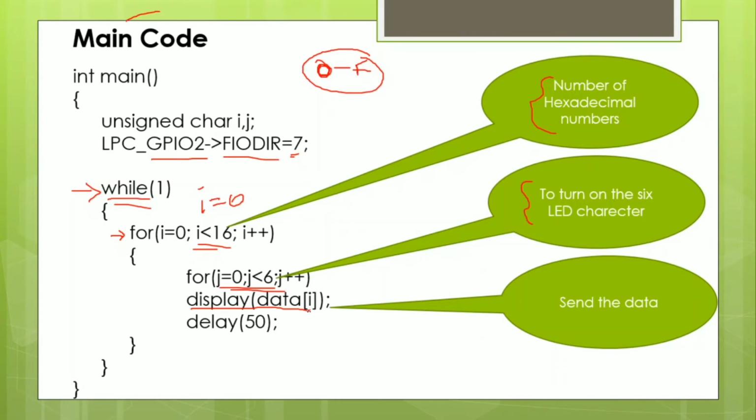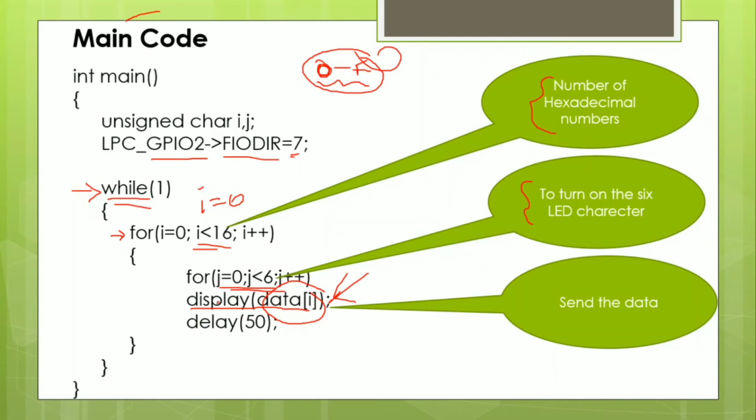So display data of I means, what happens here? What is data of I? Data of I will have the value of the characters you want to display. I told you before, you have 0 1 2 3 written in coded language. That coded data will be given here and will be sent to the display function.